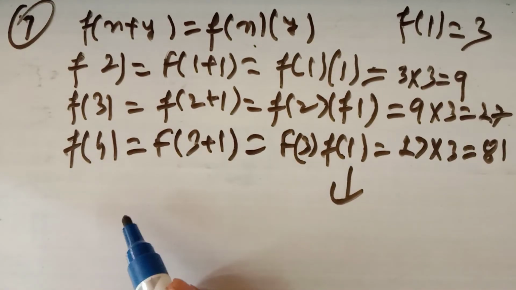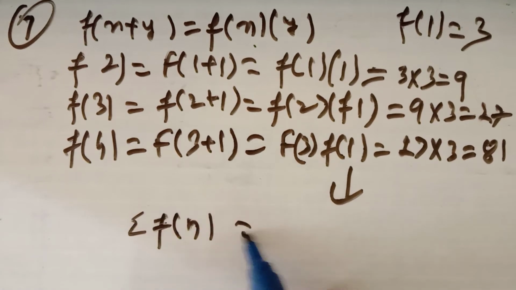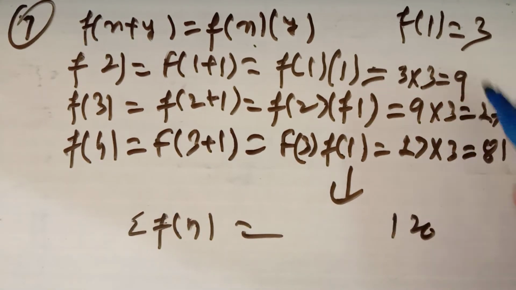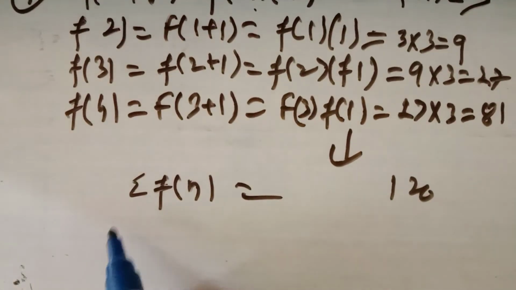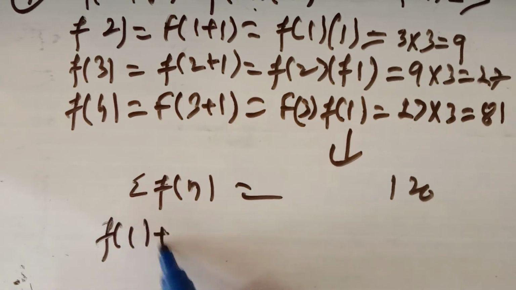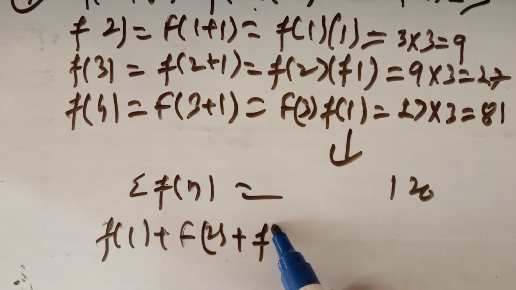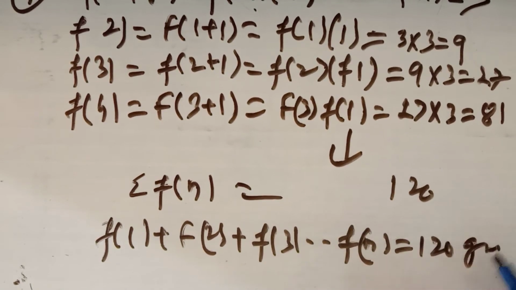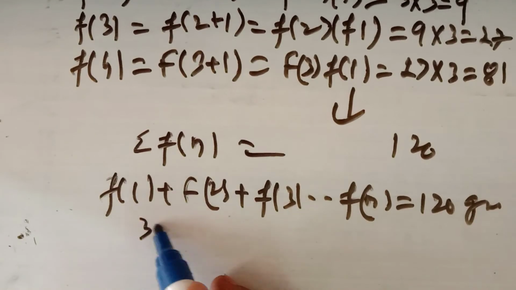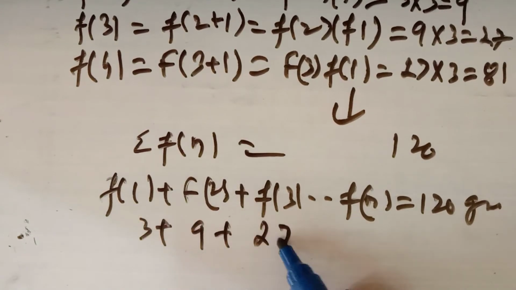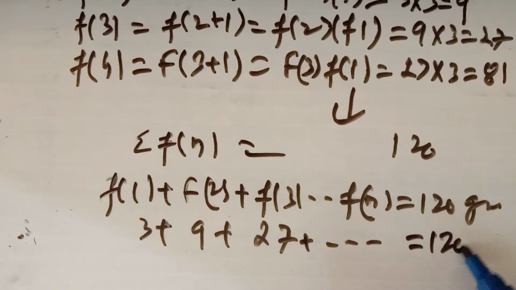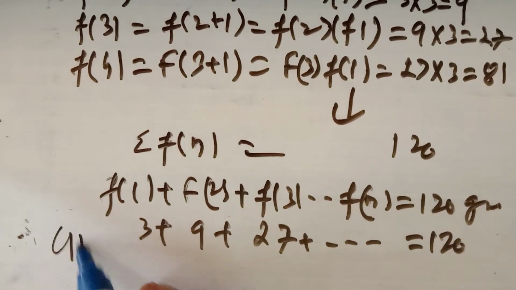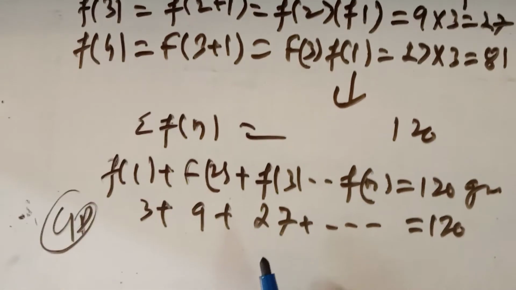We are getting these numbers. The sum of f(n) is given as equal to 120. That is, the sum of these numbers is equal to 120. So f(1) plus f(2) plus f(3) up to f(n) is given as 120. This is given to you. So f(1) we have as 3, f(2) we got as 9, f(3) we got as 27, and so on. Now because this is in GP, we have a GP whose sum up to n terms is 120.